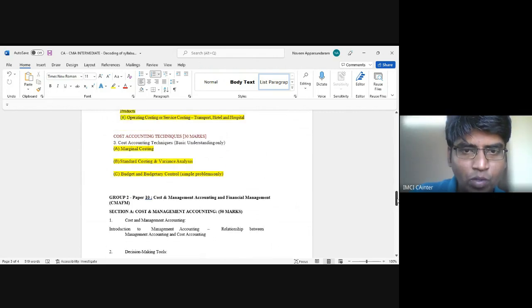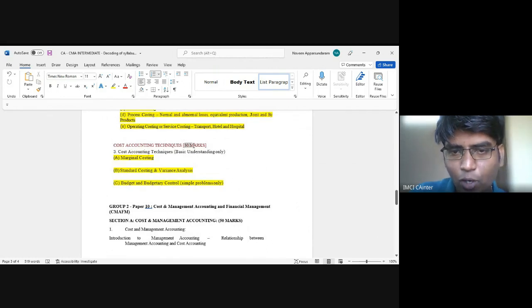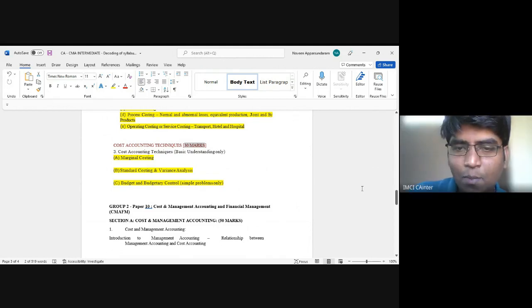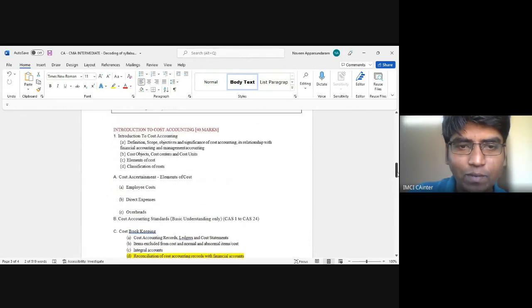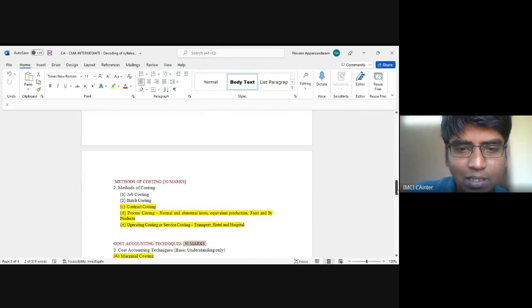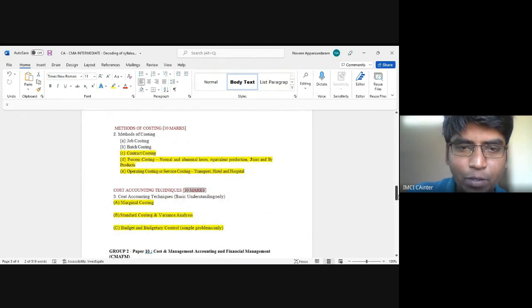They have given 40, 30, 30, so there are 3 bifurcations given here. But if you look at the real question paper and calculate the marks, the 100 marks will not be carried in the same ratio. It is only to give an understanding that 40% weightage is given for the basic introduction to cost accounting, which carries 40 marks, but in the real ratio in the question paper, it's never like that. So we need to be aware of it.